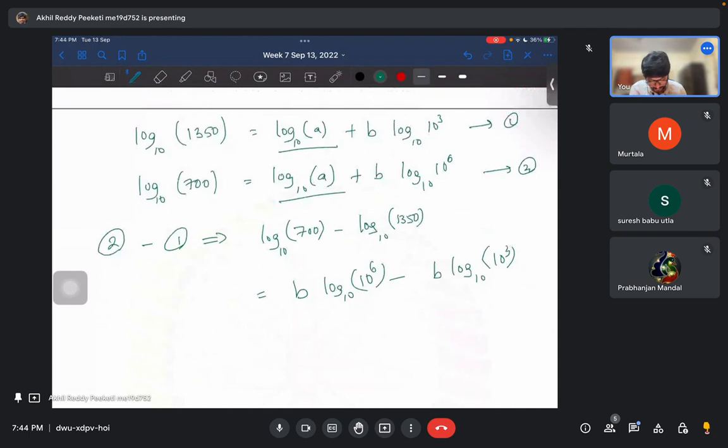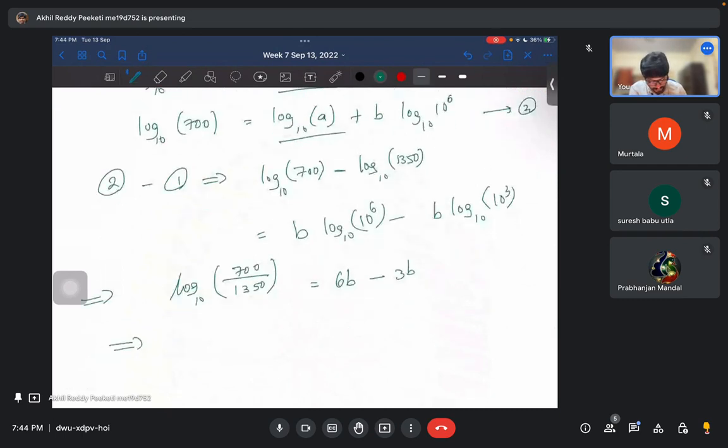Now log minus log, you can write this way, inside the log you can divide them. Now log 10 of 10 power 6 is 6, so this is 6b, minus log 10 of 10 power 3, which is 3b. So now you can estimate b as 1 by 3 of log 10 of 700 by 1350. So this would give you b as minus 0.095.